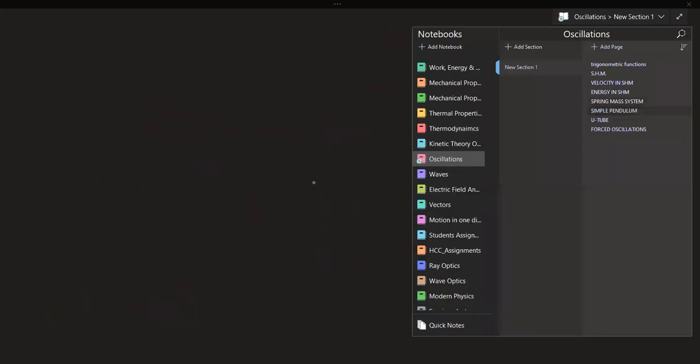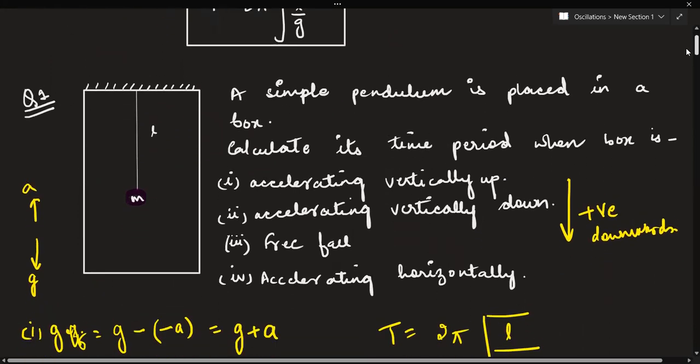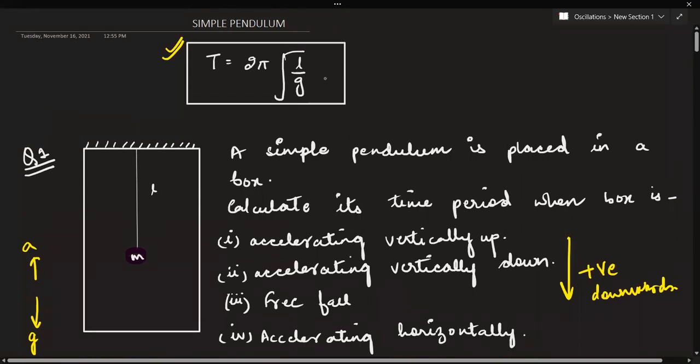Fine. See, the next system is the simple pendulum, but in this you just have to remember this formula: T is equal to 2 pi under root L by g. Now see what kind of questions you will be getting. This will give you a hint. All the variations will come in acceleration due to gravity, g. If this is your formula, T is equal to 2 pi under root L by g.